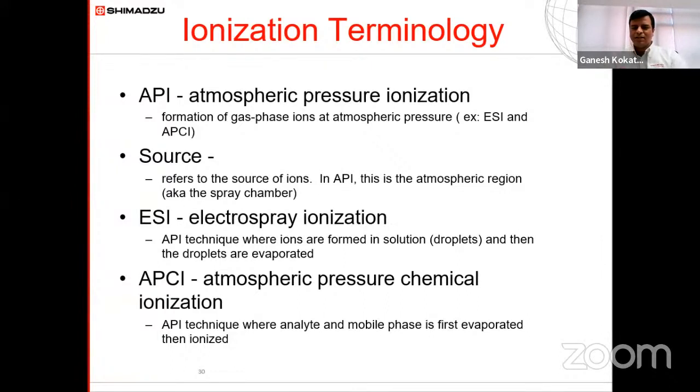Whenever there is a formation of droplet, at the same time that droplet gets ionized. APCI is something different. In this technique, the analyte and mobile phase are first evaporated and then ionized. So in ESI we apply the charges before or during formation of droplet, and in the second case, after formation of droplet, we give some charges to that particular ion. Why is it so? How does it work?